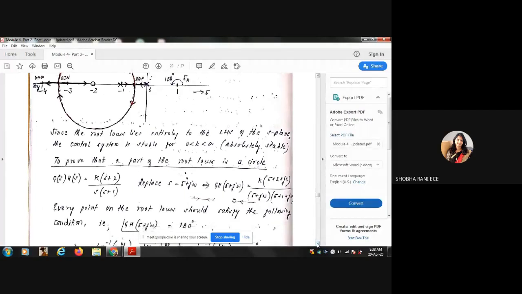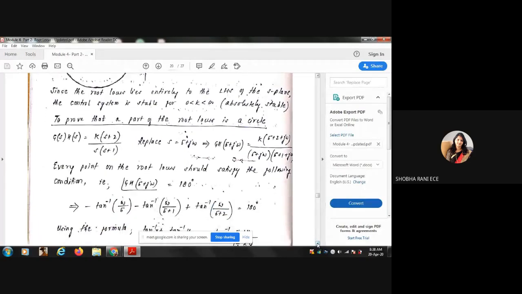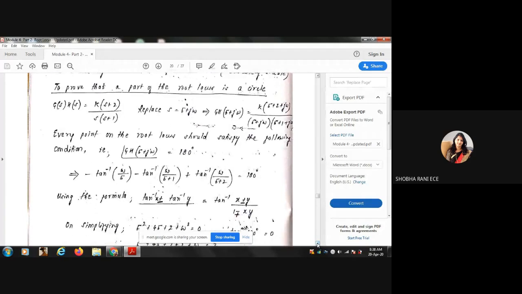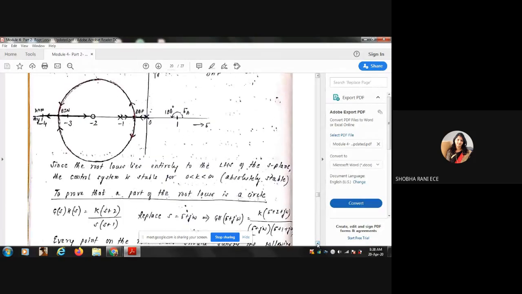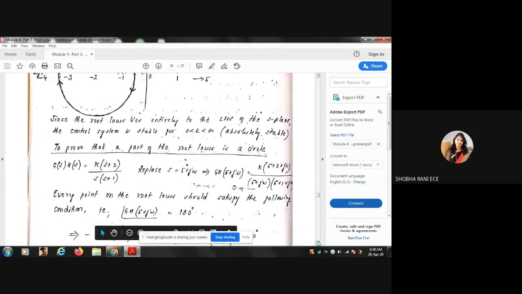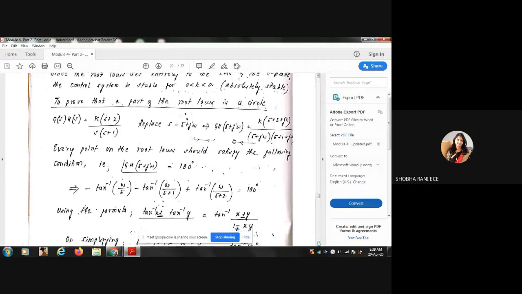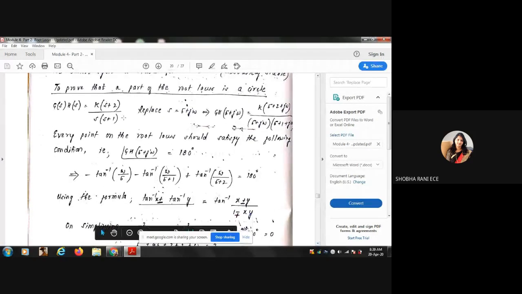So this is the problem. Given the question, they're asking you to prove that the root locus is a circle. You can see that the root locus you have is a circle, and that you are supposed to prove now. To prove that, we will consider the open loop transfer function which is given in the problem, that is G(s)H(s) is K into (s plus 2) by s into (s plus 1). The first step you're supposed to do is replace s by sigma plus j omega.